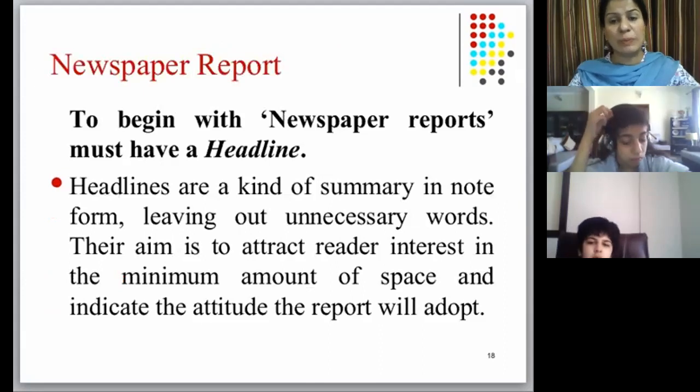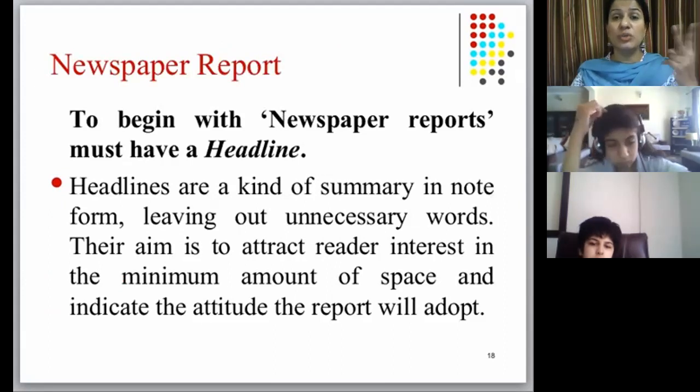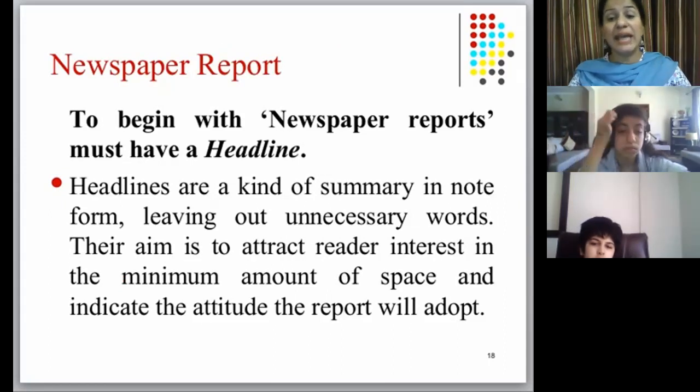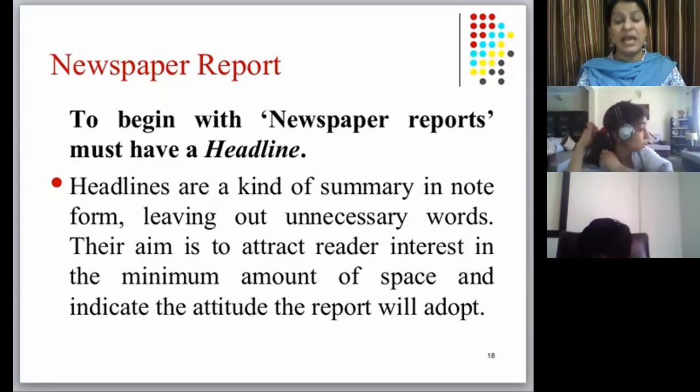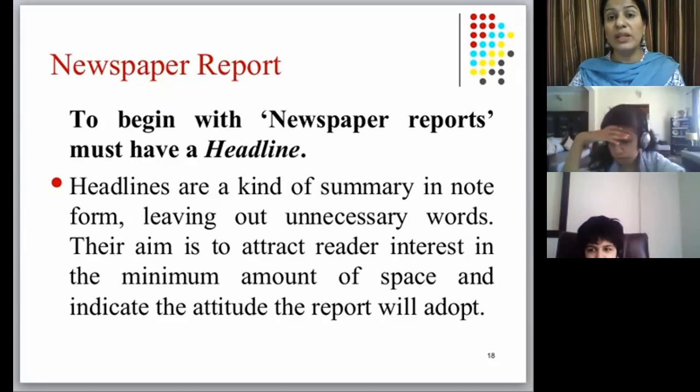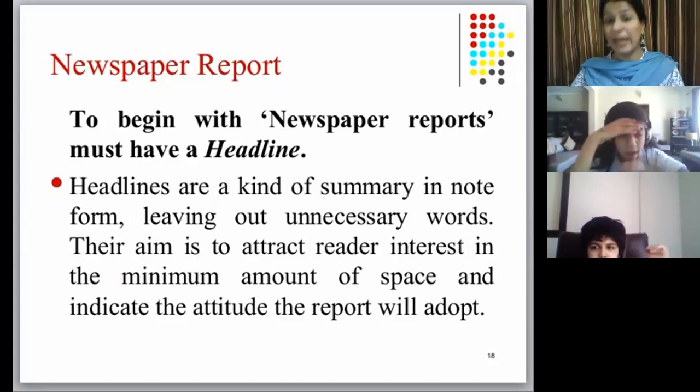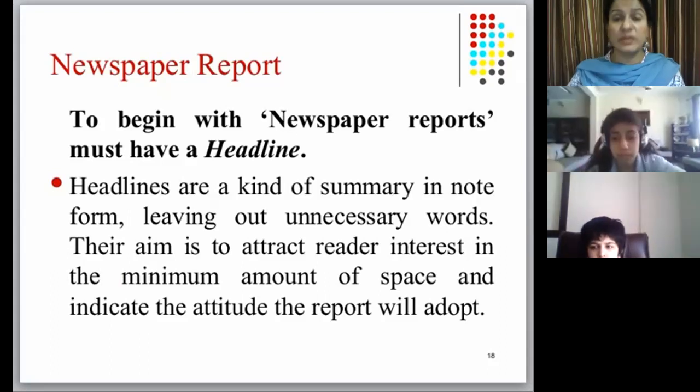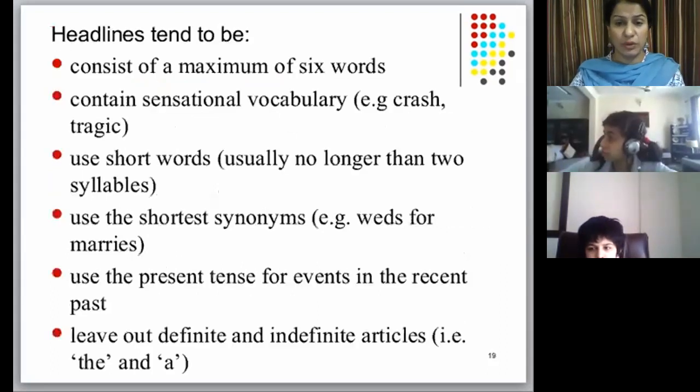To begin with, newspaper reports must have a headline, just like we saw in the recent two newspaper reports that we read. Headlines are a kind of summary in note form, leaving out unnecessary words. Their aim is to attract reader interest in the minimum amount of space and indicate the attitude the report will adopt. "NASA humbled as sun catchers drop ball." Remember, that was the headline of report 2, and that determined how the report was going to continue.